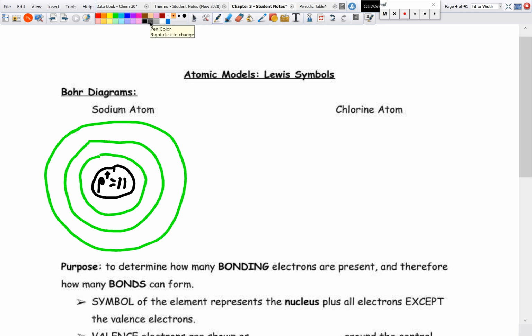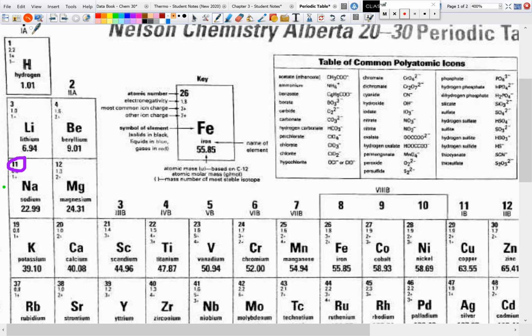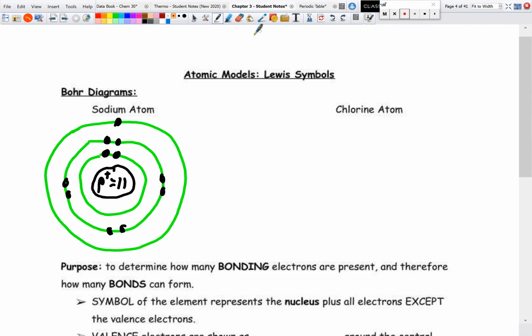When we start putting them in, the first energy level can only take 2. The second can take 8: 1, 2, 3, 4, 5, 6, 7, 8. And finally, there's only 1 in the outer level to make 11. So that's one way you can count: 2 and 8 is 10, and 11 right here. Or you can look at the group number. It's in 1A, therefore it has 1 electron in the valence level. We'll revisit this later.